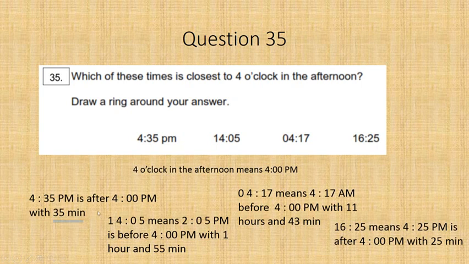So the first one here is away from 4 p.m. with 35 minutes. The second one here is away with 1 hour and 55 minutes. And the third one here is away from 4 p.m. with 11 hours and 43 minutes. And the last one here is away from 4 p.m. with 25 minutes. So in your opinion, which is the closest of these? Yes, of course, it's 25 minutes. 25 minutes is the least number, so it's the closest. So I have to circle it.